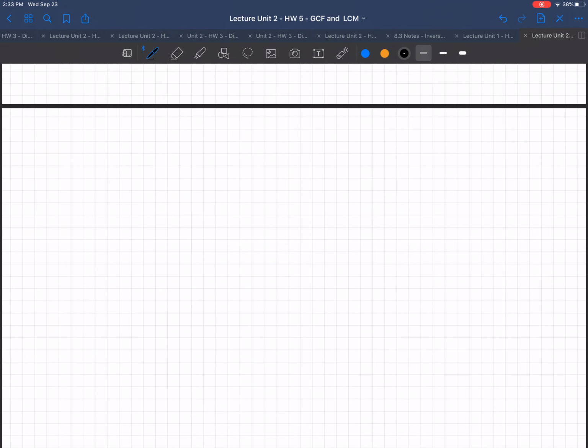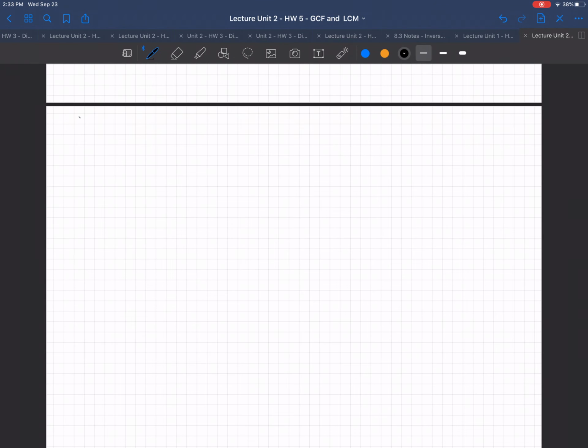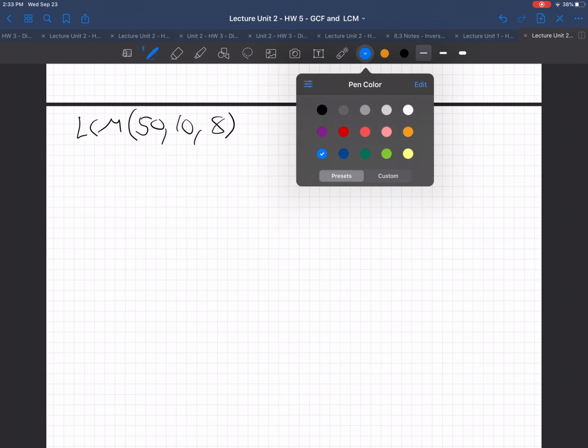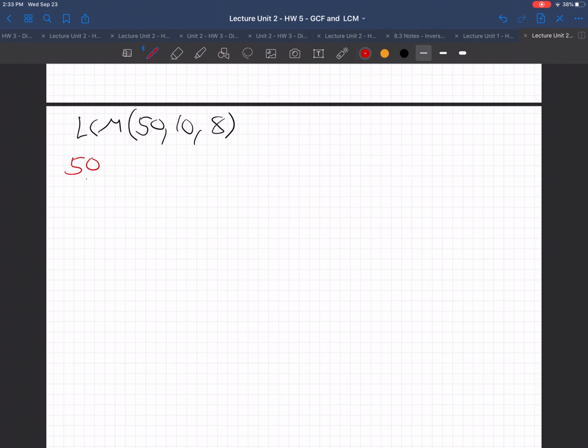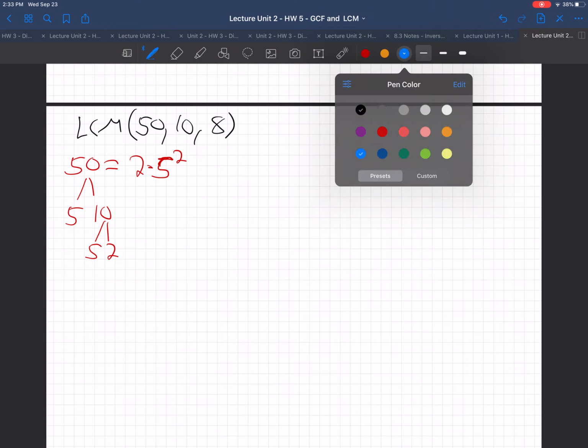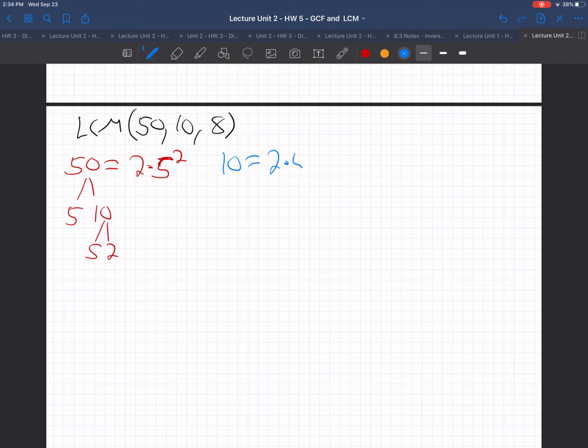There's another part, and this one asks for the LCM of 50, 10, and 8. Okay, so we start with the 50 and we break it down. 5 times 10, that's 5 times 2. So the 50 is 2 times 5 squared, right? And next we do the 10, which is 2 times 5. And last we do the 8. Break down the 8, that's 2 times 4, 2 times 2. So 3 2's, right? 2 to the third power.